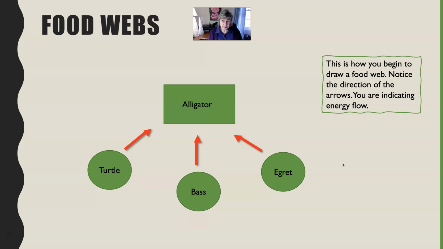You'll also have some plants from the Everglades, some sawgrass and some things like that. So you won't just have animals. You have lots of different choices of species there. This will not be hard. Just draw your arrows in the right direction.